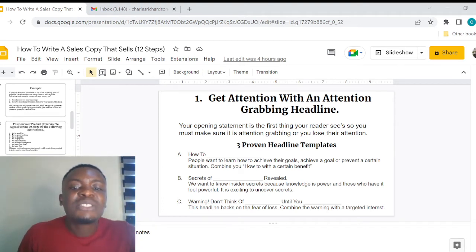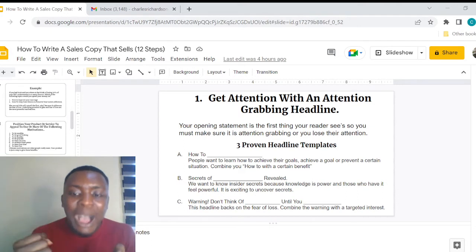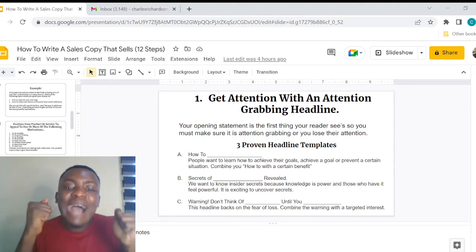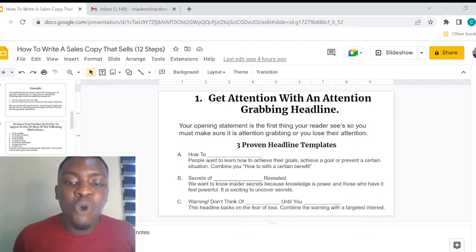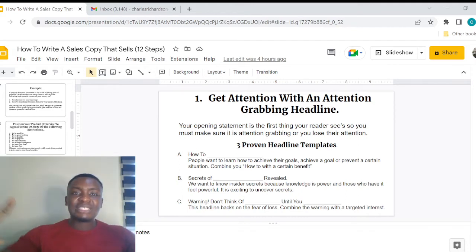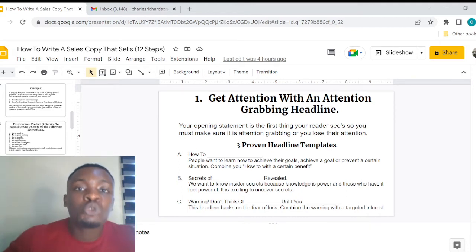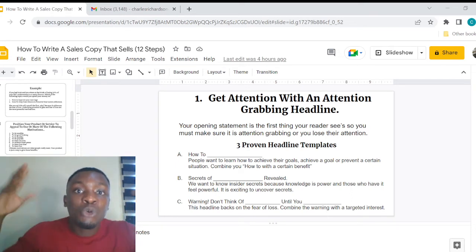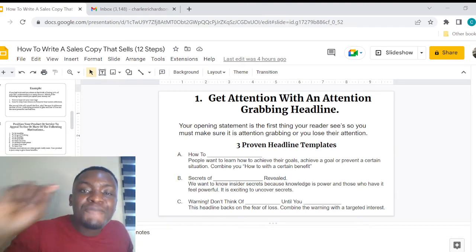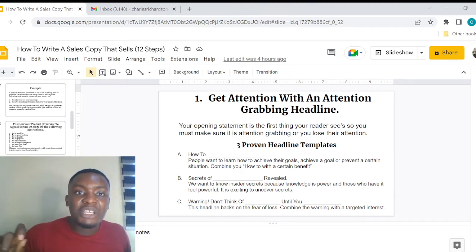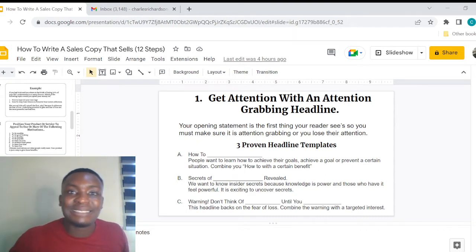B, secrets of, dash, revealed. We want to know insider secrets because knowledge is power and those who have knowledge feel powerful. It is exciting to uncover secrets. Curiosity sells. If you want to be able to attract someone's attention, you have to be able to make them curious. Secrets of making 1 million naira per week from your e-commerce business revealed.